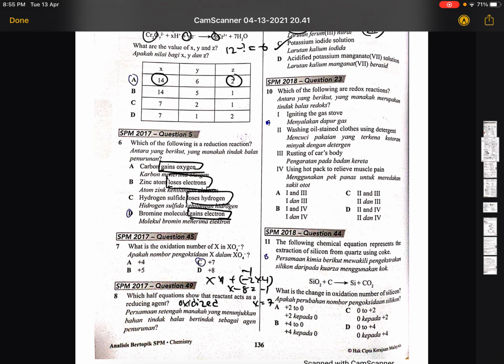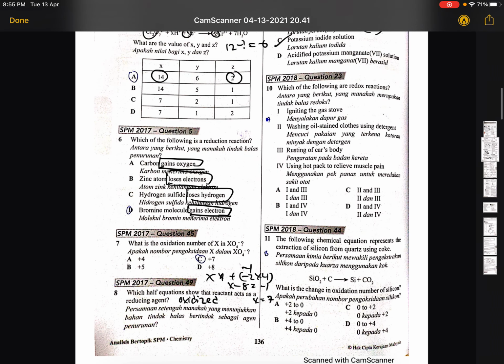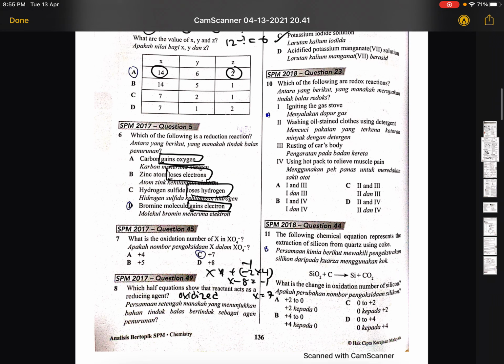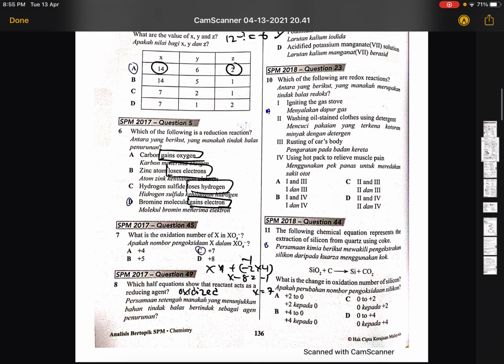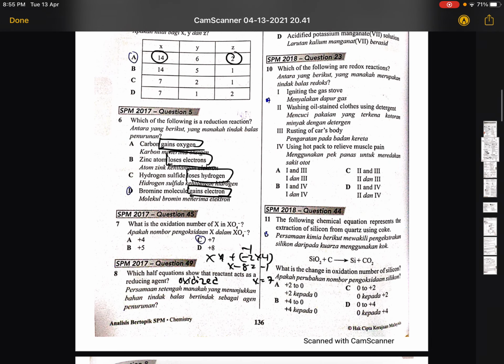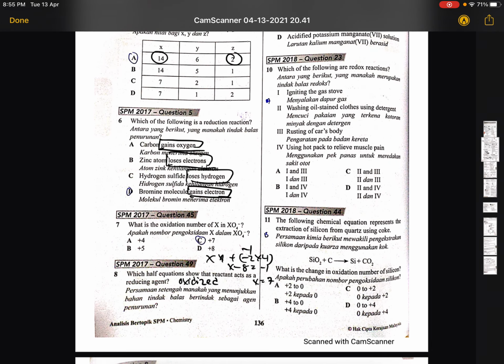Which of the following are redox reactions? A, igniting the gas stove. B, washing oil-stained clothes with detergent. C, rusting of a car's body. D, using a hot pack to relieve muscle pain. If I remember correctly, the hot pack only involves heat. I don't think there's an actual reaction going on, so I don't think it will be D. Then washing oil-stained clothes using detergent.